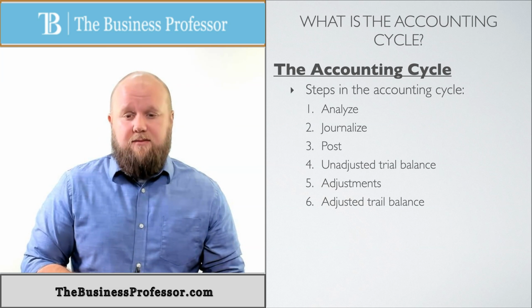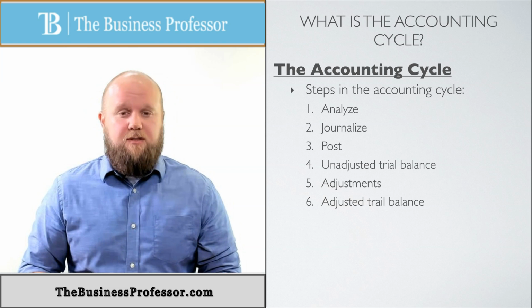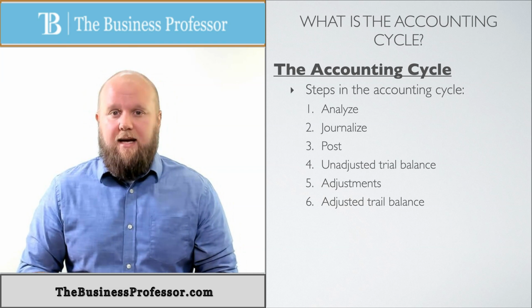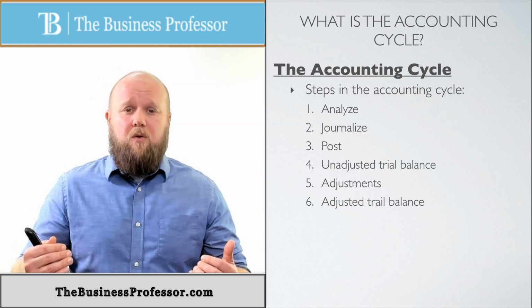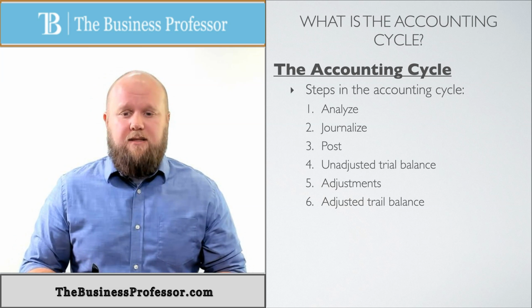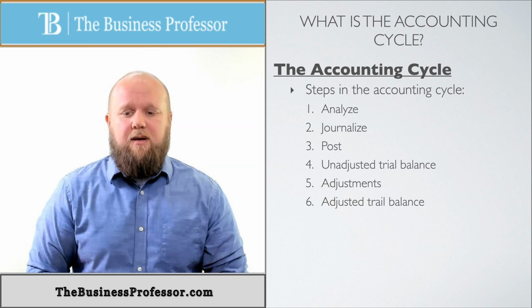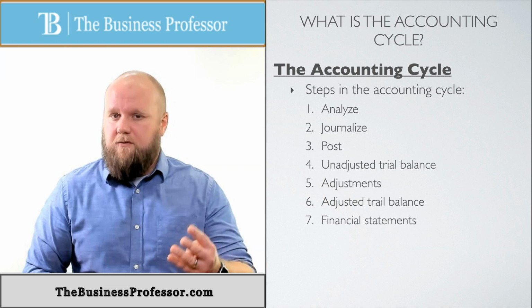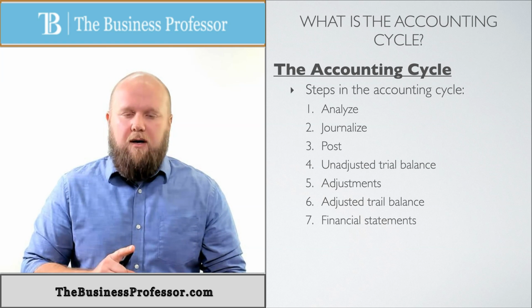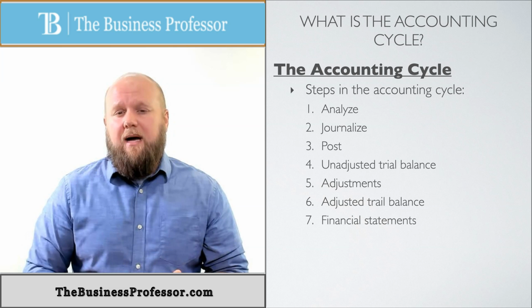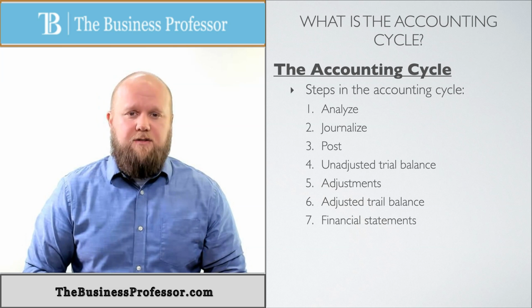Then we have step 6, which is another trial balance, which is the adjusted trial balance. This is the one that happens after the adjustments. Again, these are only just to make sure I'm still following the accounting cycle. Once I have the adjusted trial balance, then I move into the financial statements. There are 4 financial statements that we talked about: income statement, statement of retained earnings, balance sheet, and also the statement of cash flows.